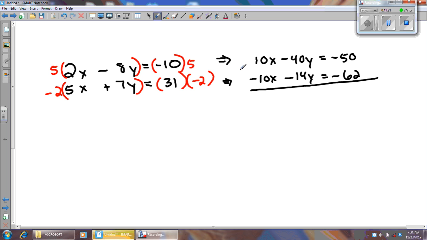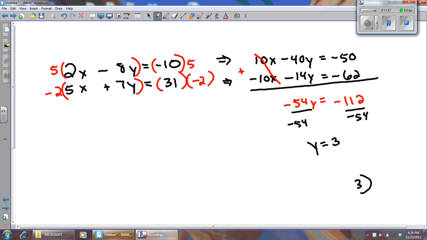Had I not multiplied by a -2, only done a +2, they would have been 10x and 10x, which wouldn't cancel out when I add them. So those are going to cancel. This is becoming -54y, and this is going to become -112, I believe. All right, so I'm going to divide each side by -54. I know my answer is going to be positive, and I'm thinking that's going to go in 3 times. So the y-coordinate of my solution is 3.